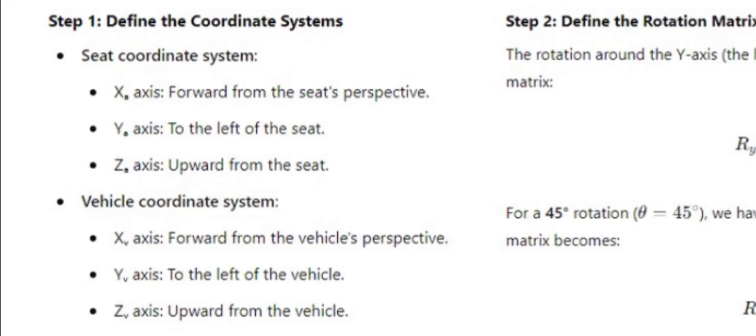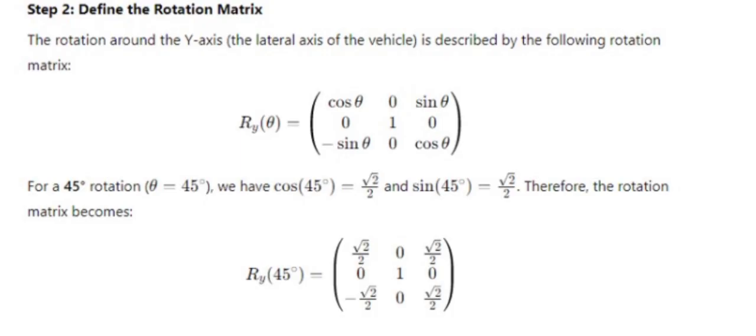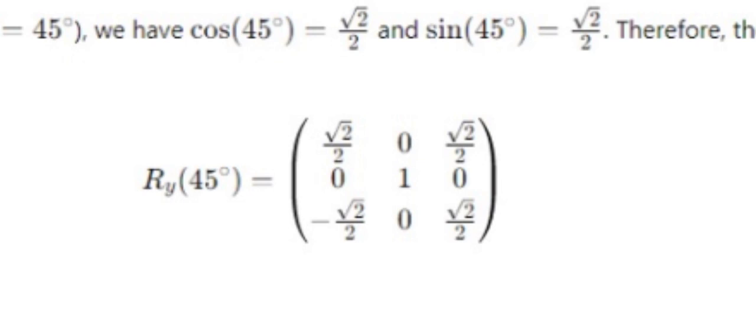Now, let's assume the vehicle rotates 45 degrees around the y-axis during the landing. To transform the forces, we need a rotation matrix. For a rotation around the y-axis, the rotation matrix is defined as follows, substituting 45 degrees for theta. We get this matrix, which will help us rotate our forces from the seat's perspective to the vehicle's perspective.